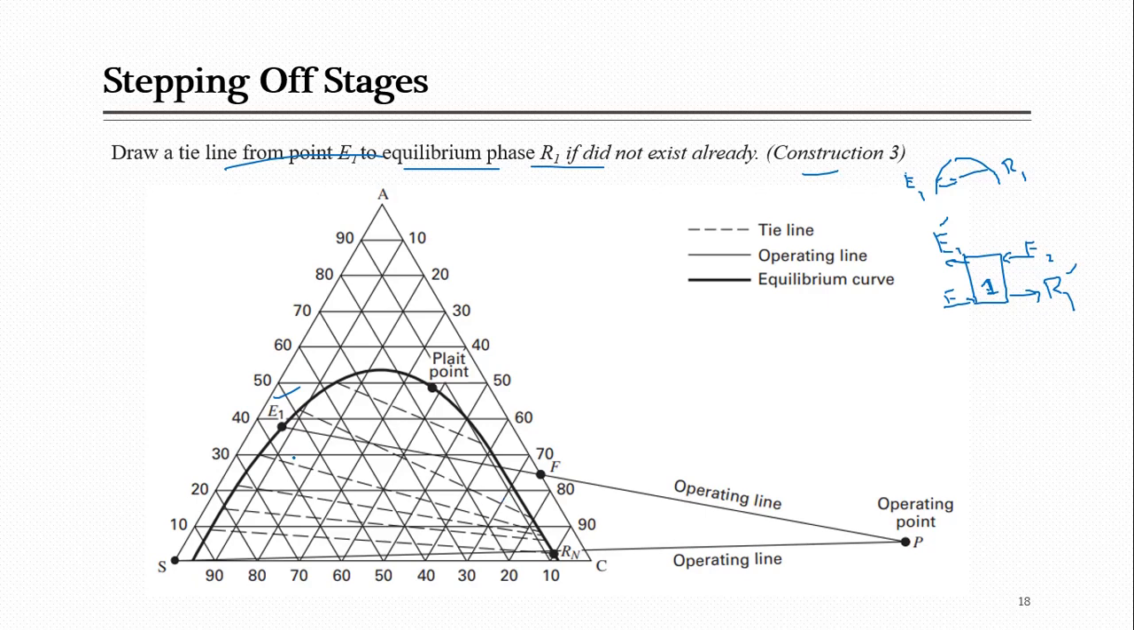How can it be located? You know that E1 and R1 will be at equilibrium, and when they are in equilibrium they lie on tie lines, so they can be connected with the help of a tie line. Is E1 lying on any tie line? No, you can see that it is in between two tie lines. Since we don't have an already existing tie line here, the better way is to follow the construction 3 method exactly and draw a tie line here.